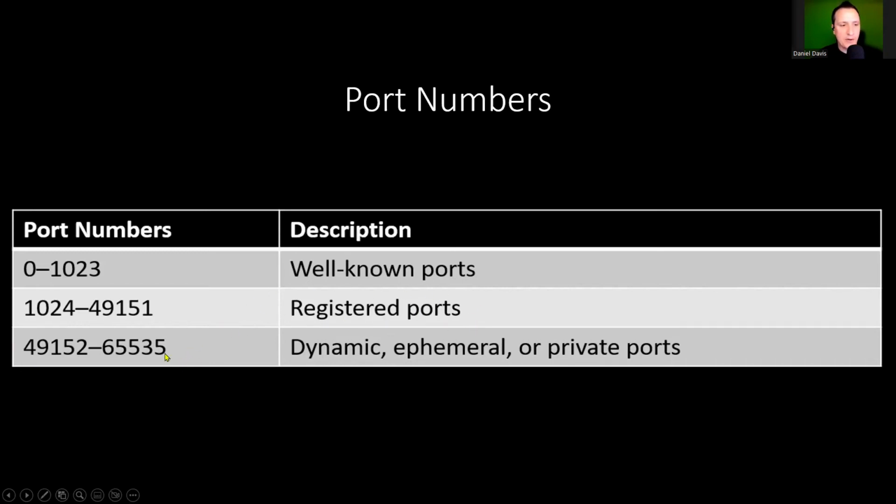Then the last category is 49,152 to 65,535. This is dynamic, ephemeral, or private ports. So this is all this category right here. Again, the easiest way to go about doing this is just make flashcards of those and keep practicing and do a little bit of brute force memorization for this.